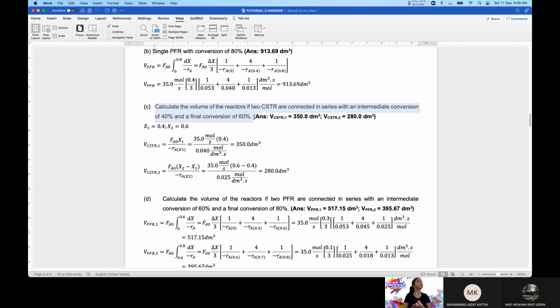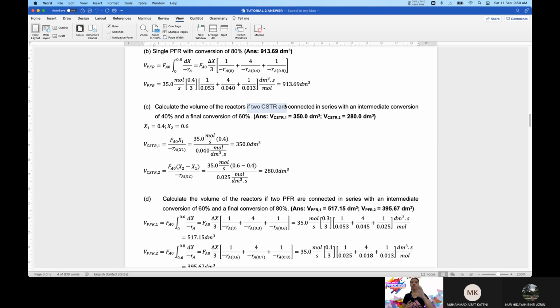Okay, dalam kes ni dia kata, calculate the volume of 2 reactors, so hanya 2 reactor, CSTR, connected in series with intermediate conversion 40%, final conversion 60%. So conversion ni pun kamu dah kena clear sebab conversion pada reaktor berlainan, conversion dia adalah berbeza dan naturally conversion akan meningkat dengan reaktor sebab reaktor yang asal masuk tu, masuk reaktor pertama, convert katakan 40% dalam kes ni. So yang baki tu akan masuk pada reaktor kedua, dia akan increase conversion daripada 40% to 60%.